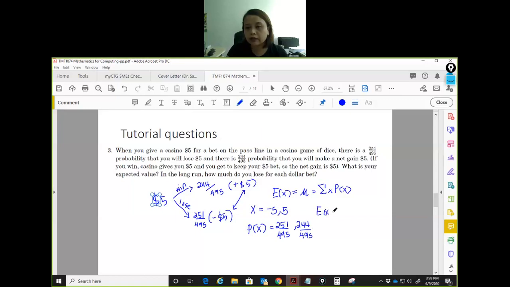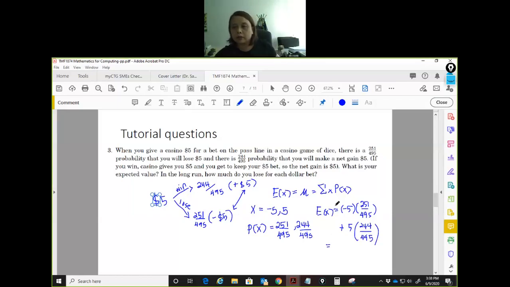We've already identified our x. So we have negative 5 times 251 over 495 plus 5 times 244 over 495. Okay, so I leave it to you to calculate what this expected value would be.